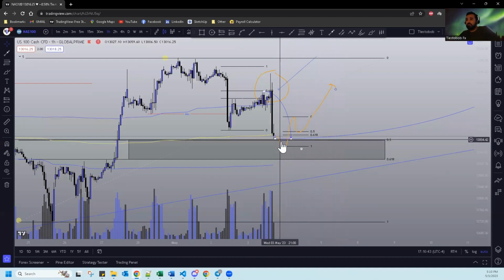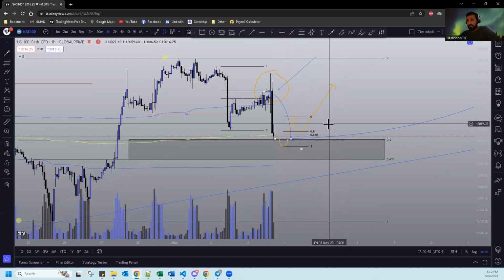We're now waiting for price to show us what it's going to do next, and then we can go from there.